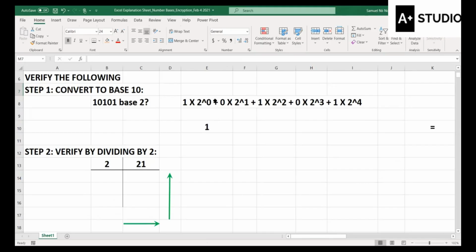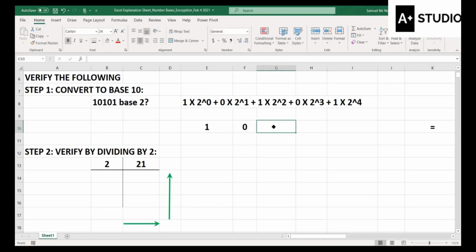Now, 1 times 2 raised to the power 0. 2 raised to the power 0 will give you 1. 1 times 1 will give you 1. Now, 0 times 2, 0 times any number is 0. So this value will be 0.